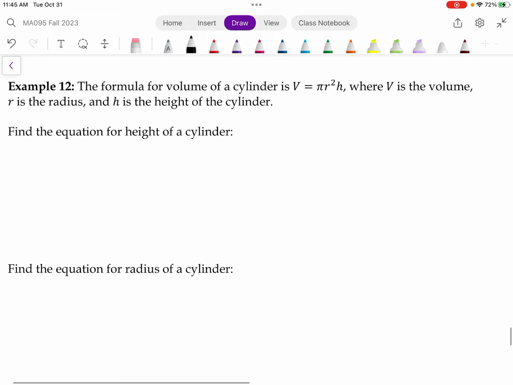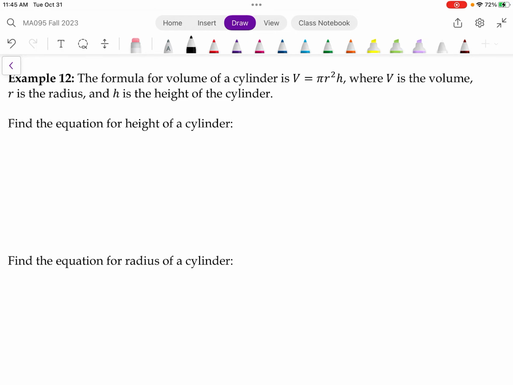All right, here's another one for you. The formula for the volume of a cylinder is given. Find the equation for height and find the equation for radius. So pause the video and give these a try.